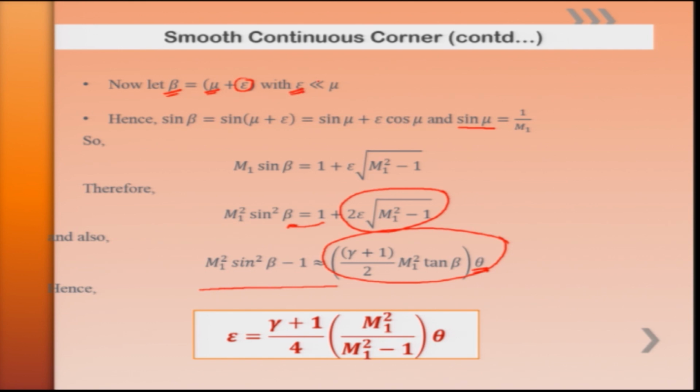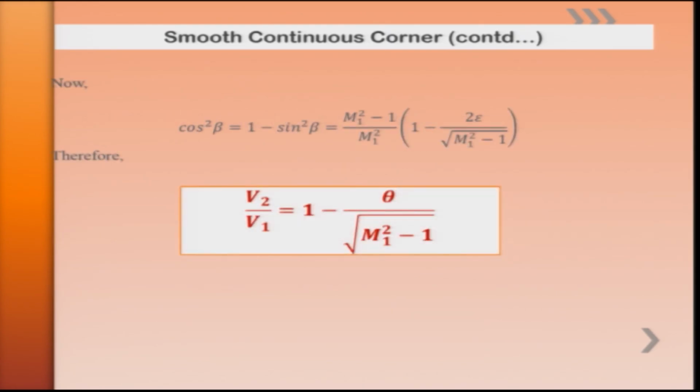I will get epsilon equal to gamma plus 1 upon 4, m1 square upon m1 square minus 1, into theta. Hence what we have assumed, the small increment in the Mach angle which leads to the shock angle, I can get this angle from here.